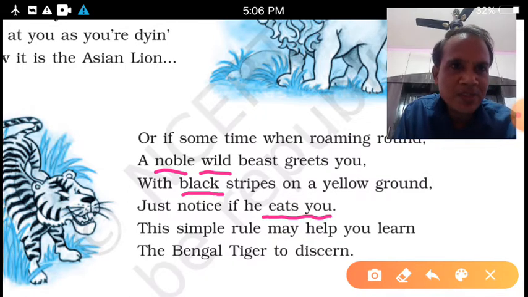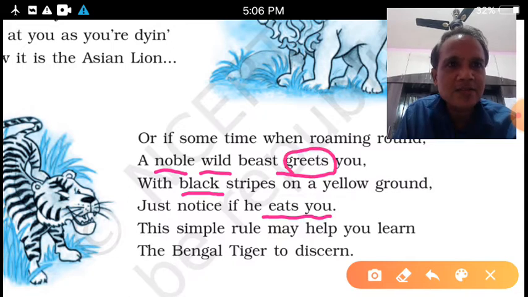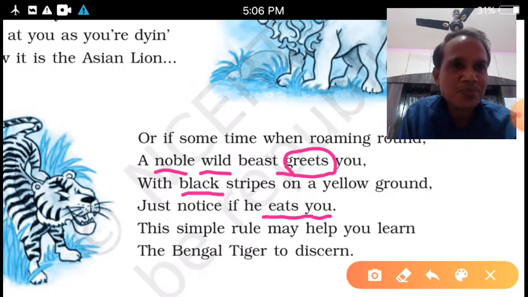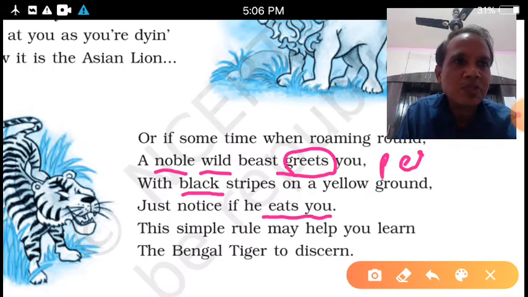One more figure of speech in the same line, greets. Here the tiger has been given the human quality of greeting. So it is personification. Write down personification.